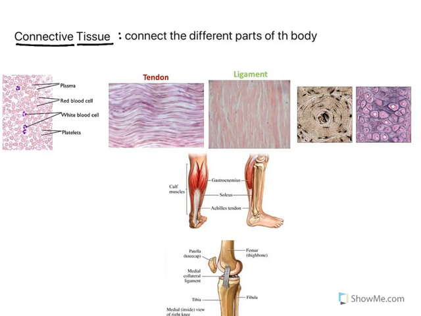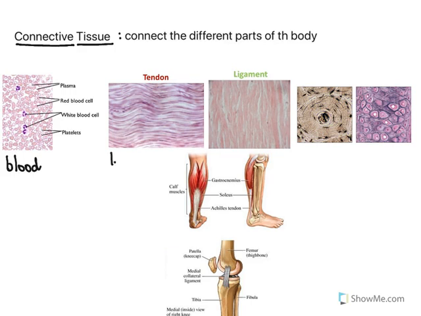In this lesson, we will learn about connective tissue. What are connective tissues? Connective tissues are tissues that connect the different parts of the body. The different types of connective tissues are: one is blood, which flows to different parts of the body and hence connects the various parts of the body.